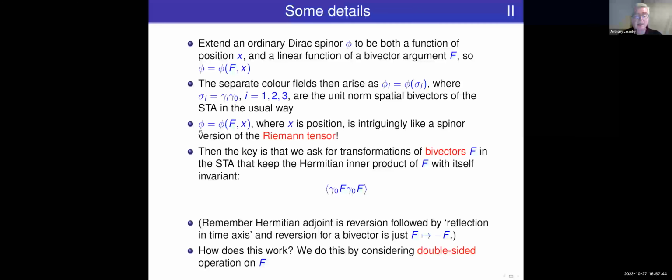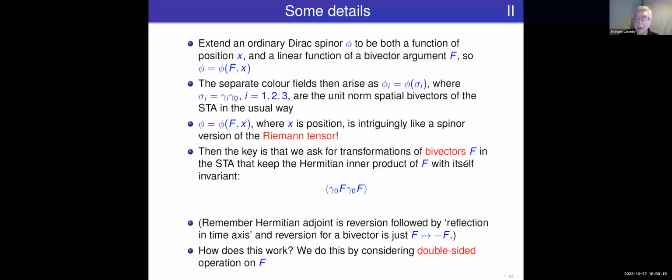So within the STA, we write phi is a linear function of f, and of course it has a position dependence as well. And why I wanted to emphasize the Riemann tensor earlier is that that's got the same structure. Except it's bivector instead of spinor valued. The Riemann is a bivector valued function of an input bivector, which it depends on linearly, together with a nonlinear dependence on position. Okay, so that's the aim.